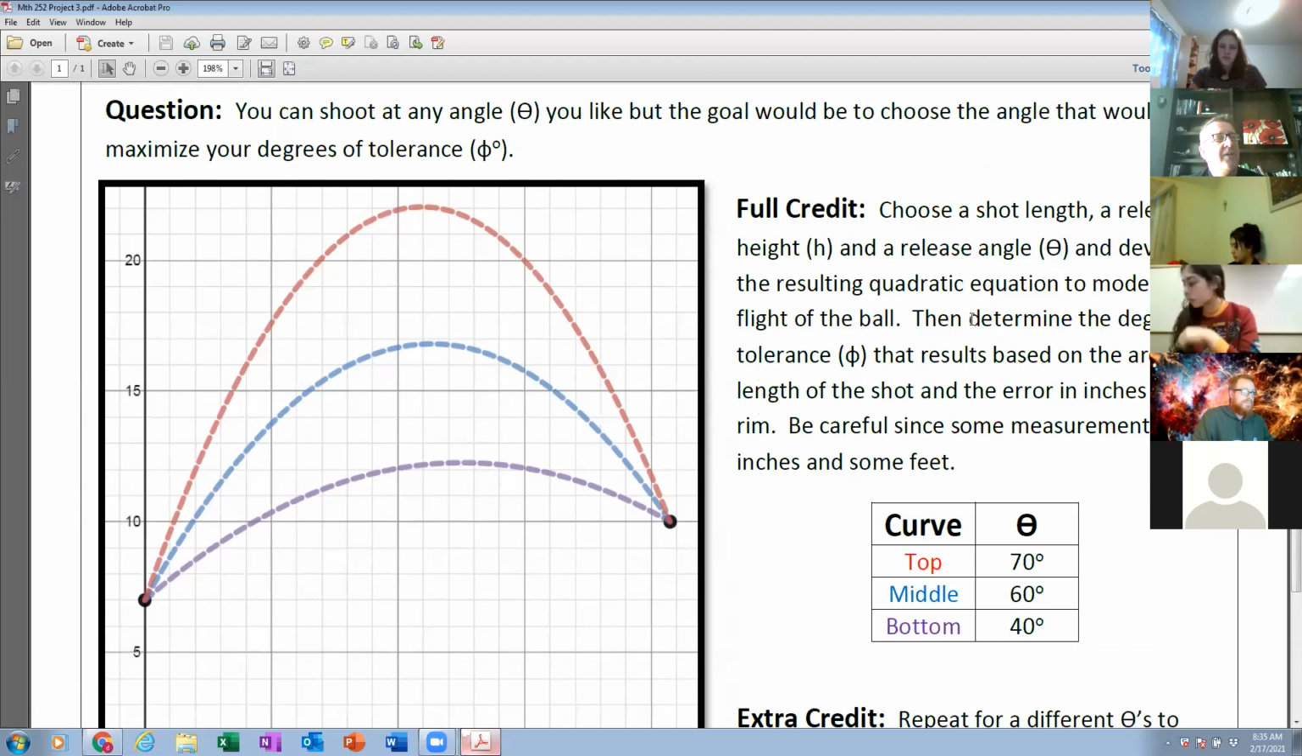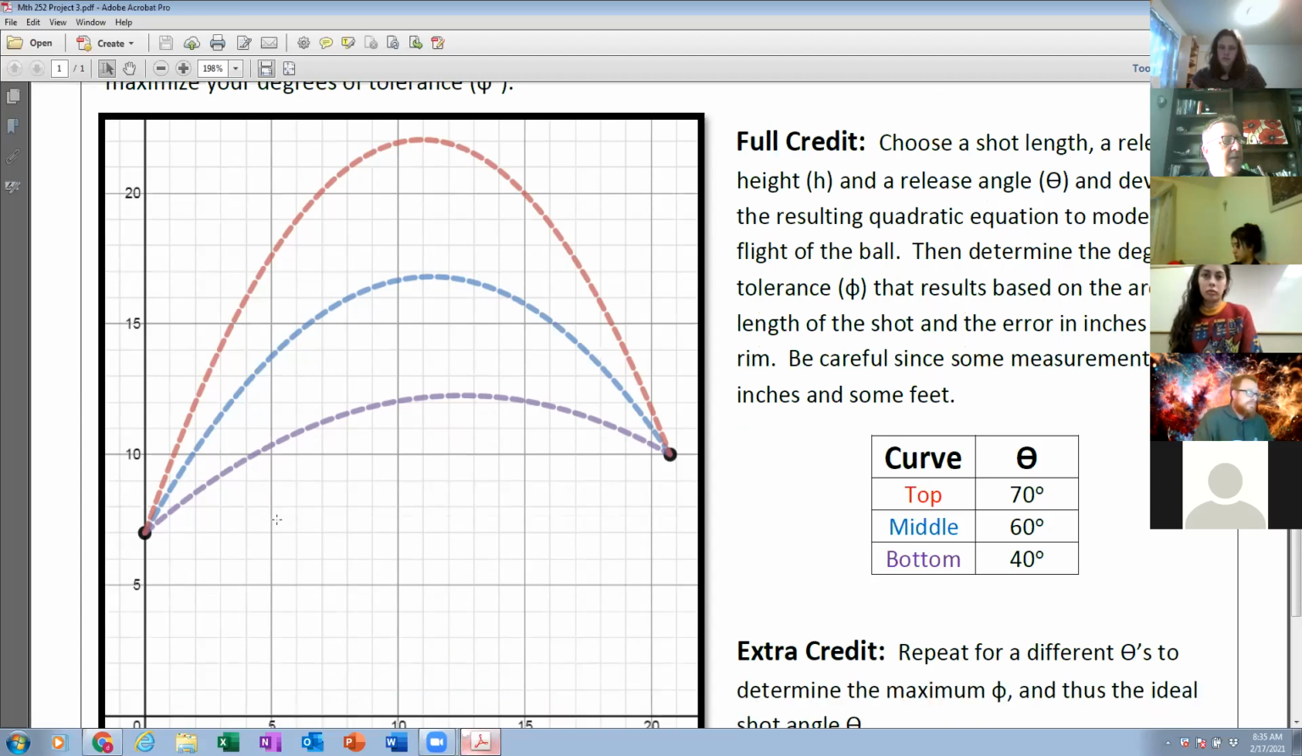Awesome. Then use that equation to determine the degree of tolerance, the degrees of freedom, that phi that results based on the arc length of the shot, which you now know how to calculate, the arc length of that part of the curve. Notice that would be the arc length formula that we looked at yesterday, and the error in inches at the rim. So I don't care if your shot is really good.